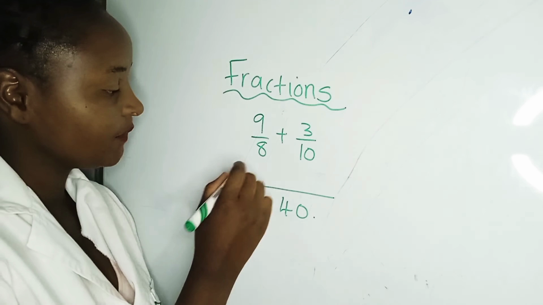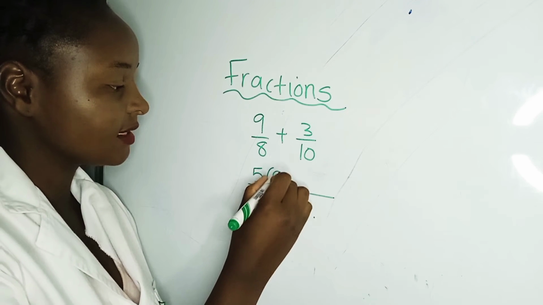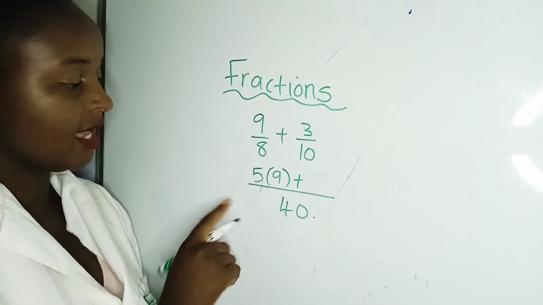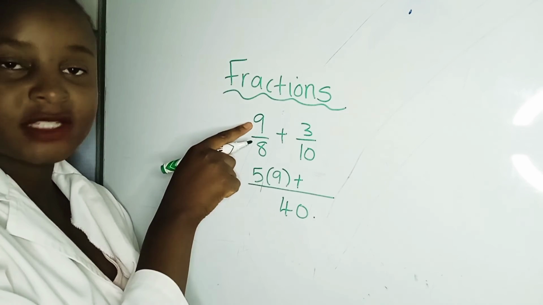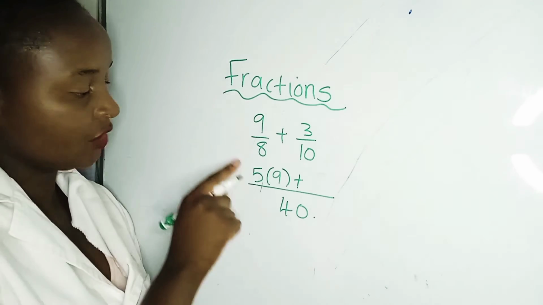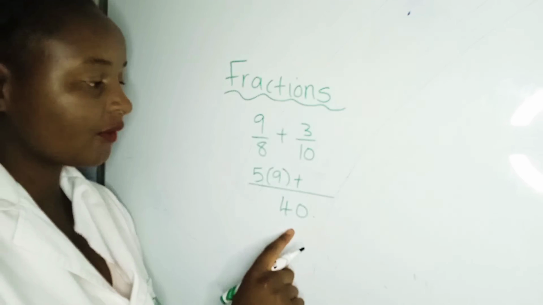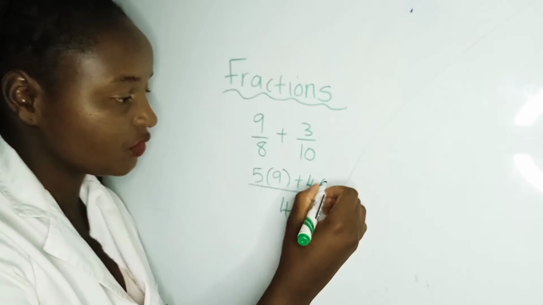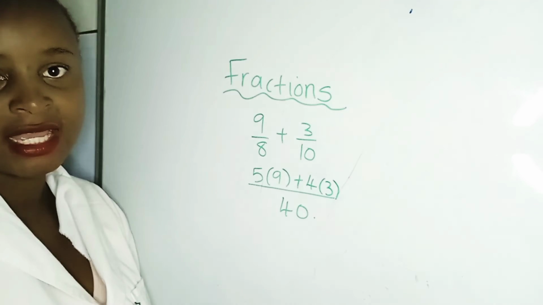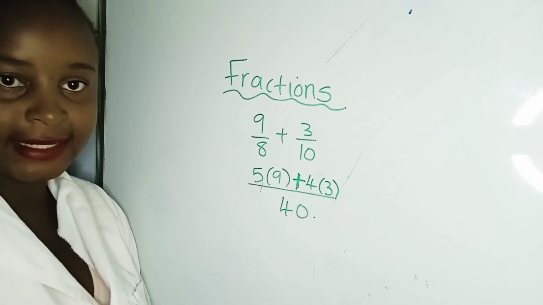8 into 40, it's 5 times, right? So you say 5 times 9 plus 8 into 40, 5 times. And your 5 must multiply the numerator you have there. So it becomes 5 times 9 plus 10 into 40, it's 4 times, right? So you say 4 times your numerator, which is a 3. So remember, don't forget to put your sign there. It's a plus, you are adding.